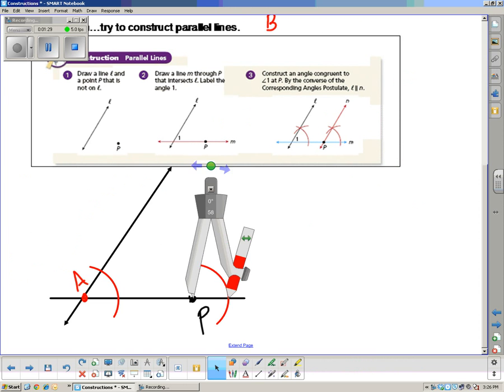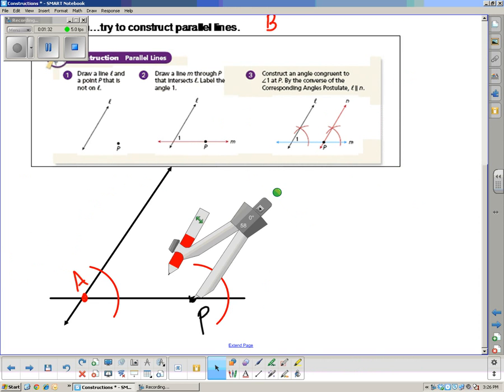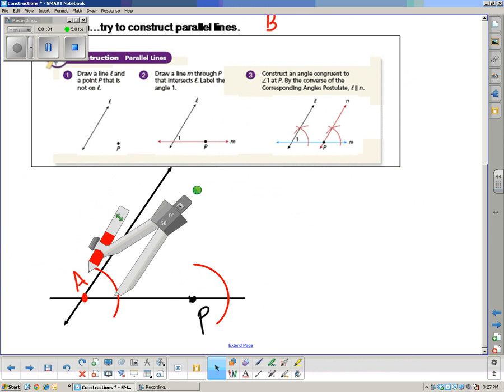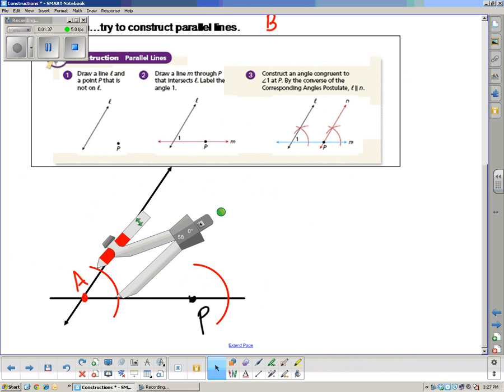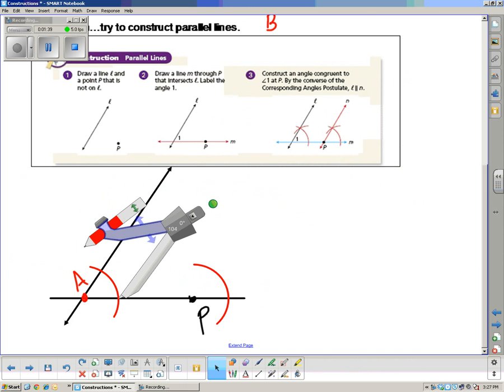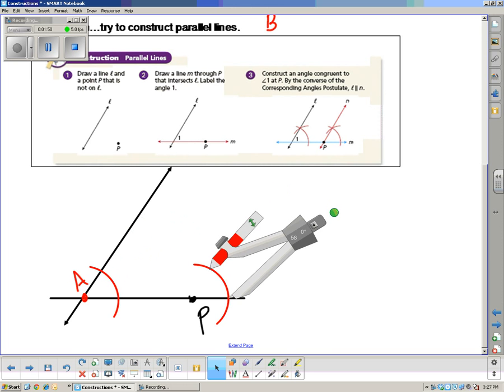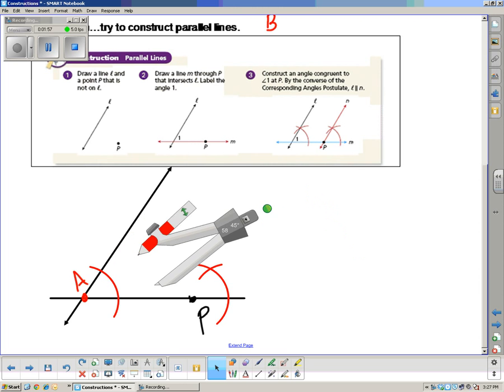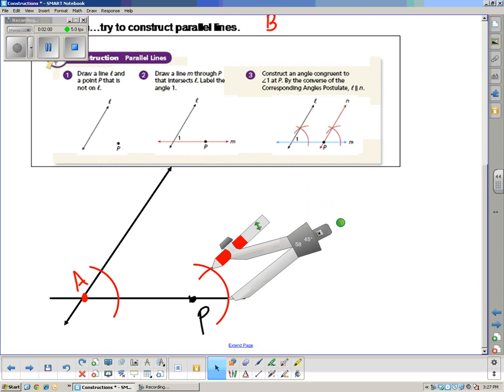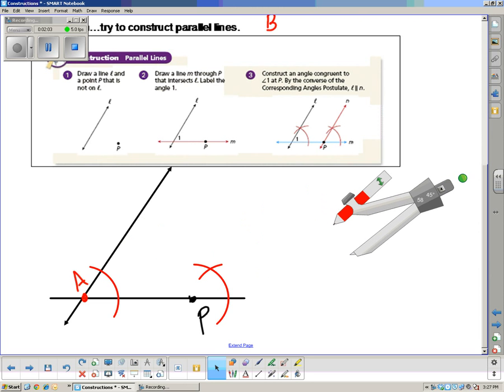Next up, I need to be willing to change the compass setting. Copying an angle was one of those ones where you had to change the compass setting at some point. And so I'm going to adjust the span of the compass to make sure that it matches the width of the angle at that arc that I created, and bring that span over to the arc around P to mark off how wide the angle is right there. So I'm taking this width and bringing it to angle P.